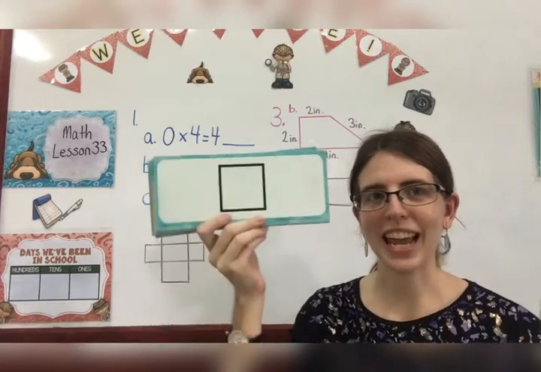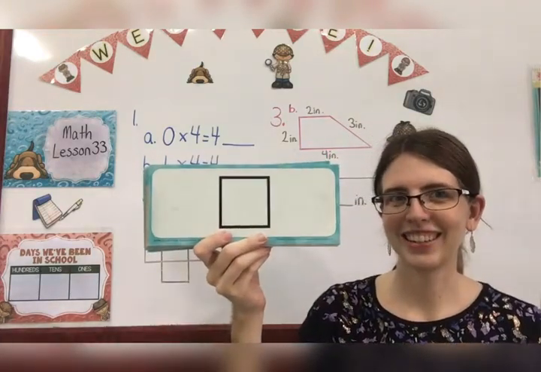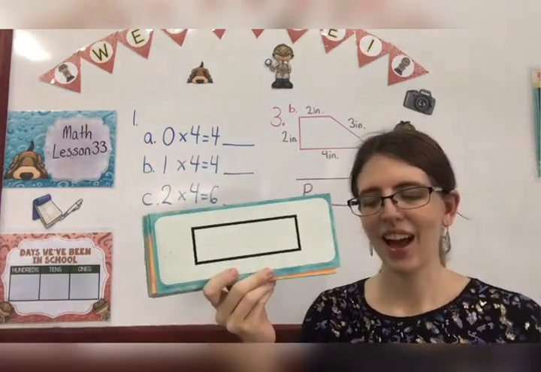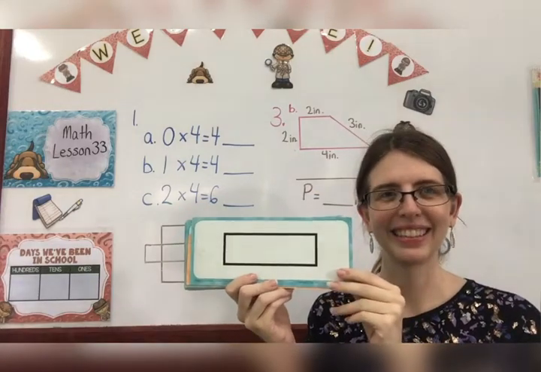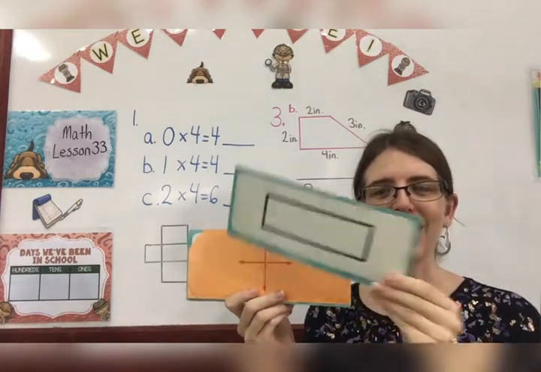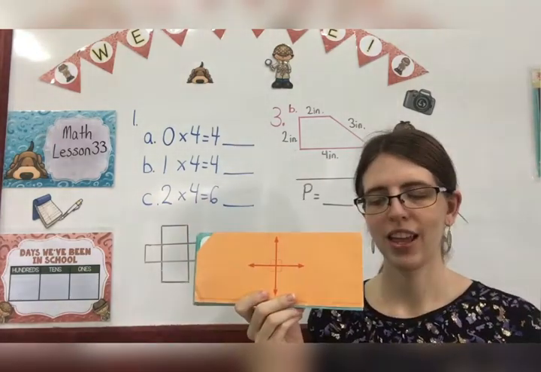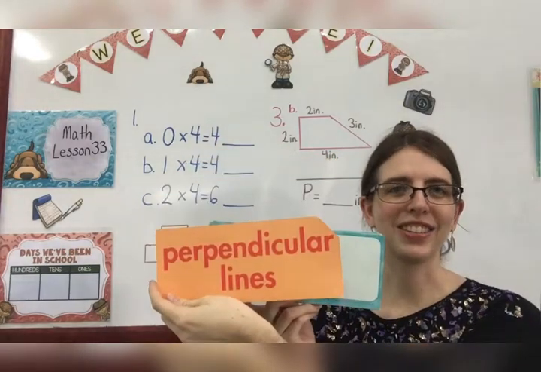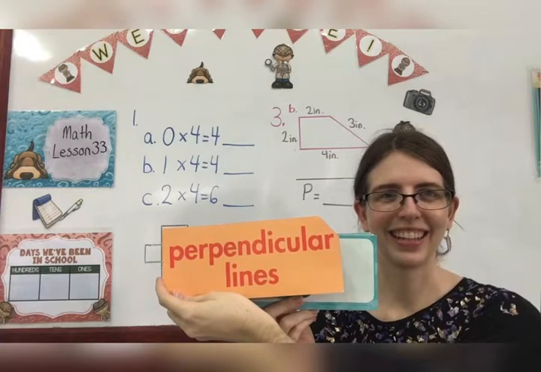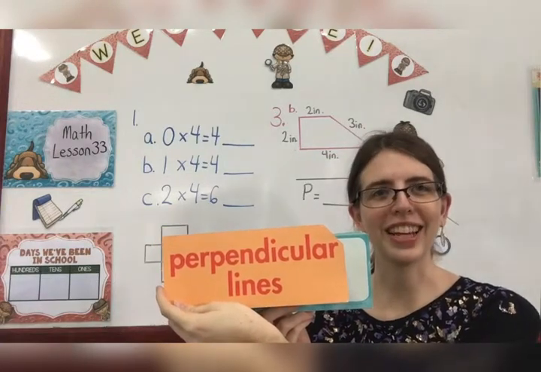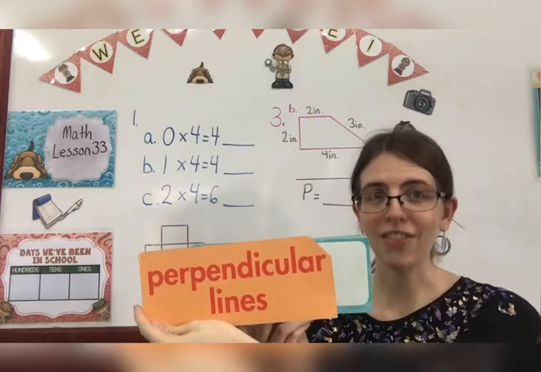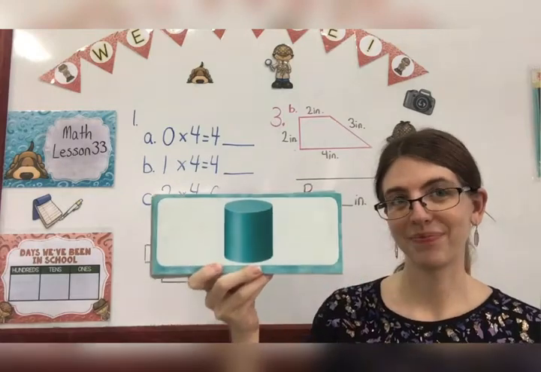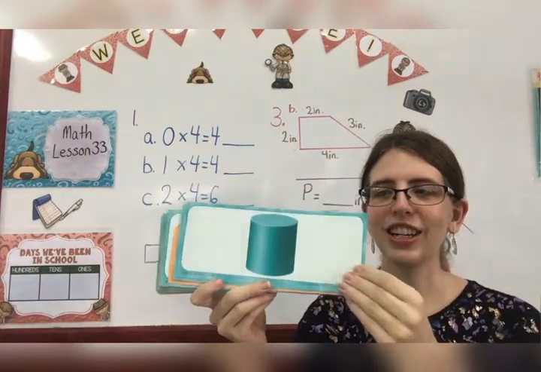All right, what is this shape? Josh. Square, very good. Okay, what is this one, Billy? Rectangle, you got it. What is this one, Esteban? Perpendicular lines. They are intersecting lines, so if you said intersecting lines, that's fine too. Specifically, they're perpendicular lines. What is this one, Jordan? Cylinder.